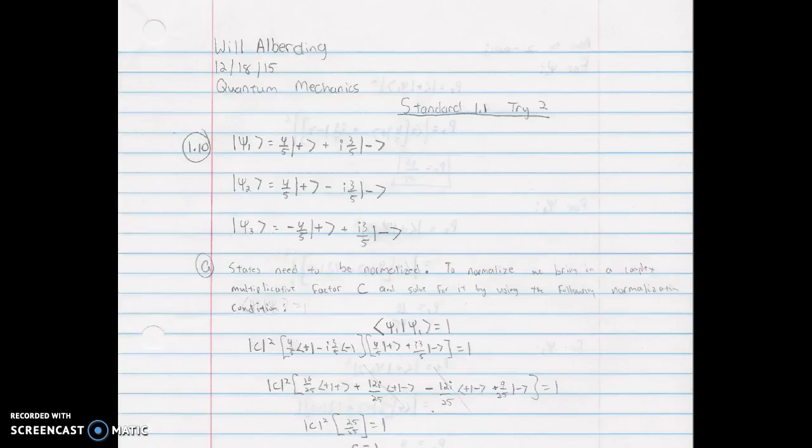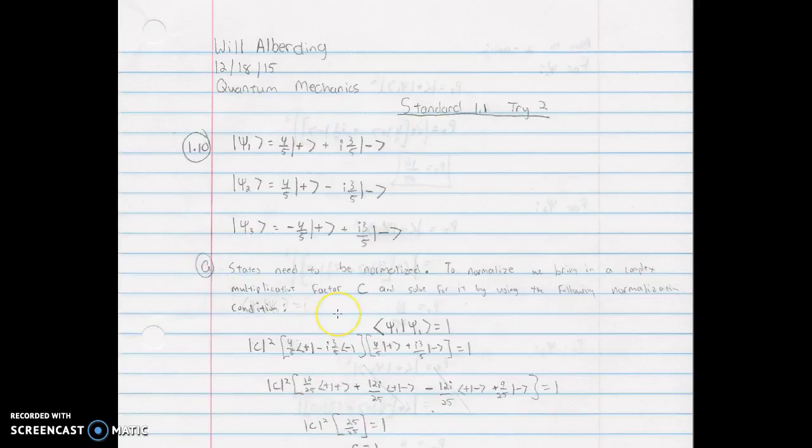Okay, this is my second attempt at standard 1.1. For the second attempt, I decided to do 1.10, which says to consider these three quantum states. And then for part A, it asks us to calculate, for each state above, the probabilities of spin component measurements along the x, y, and z axes.